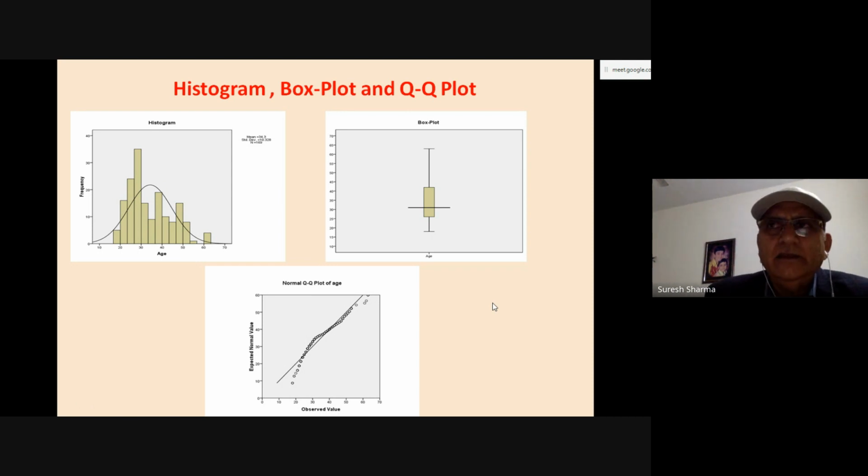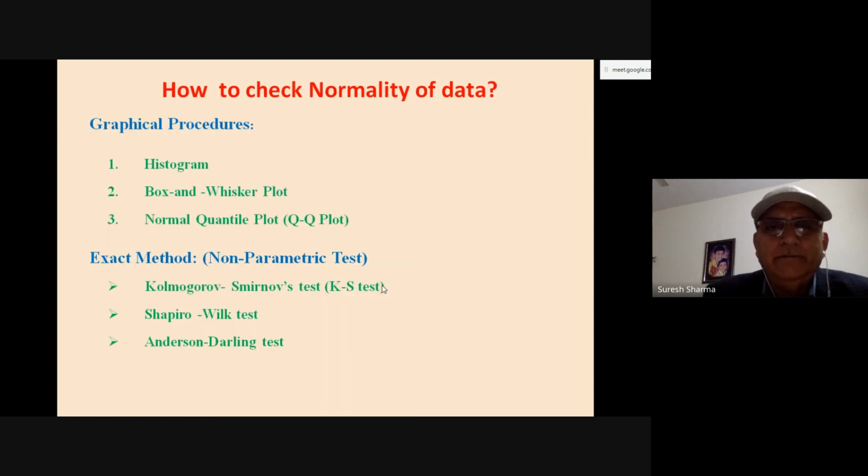So there are 3 ways to check the normality of the data. One is the histogram: the shape of the histogram should be symmetrical. Another is that the median line should be in the center of the box. Third is that all these quantiles should be on the line. If all the graphs are giving you the same picture, because they are for the same data, that the data is not following a normal distribution.